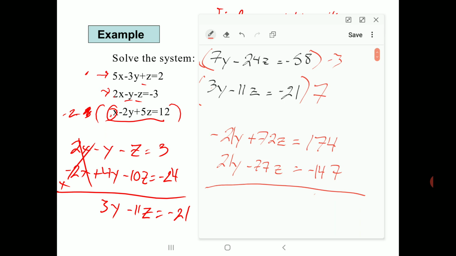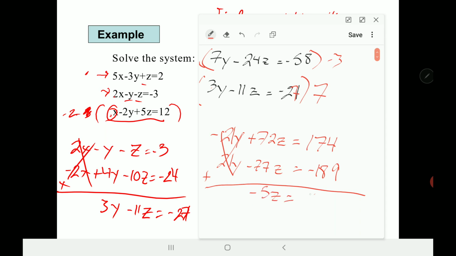I see where I made the mistake. This is a negative 3. That should be negative 3, which makes that negative 27. And 7 times negative 27, one little mistake could mess up the whole thing, would be negative 189. So when I add together, that's going to give me negative 5z equals negative 15. So dividing by negative 5, z is equal to negative 3.